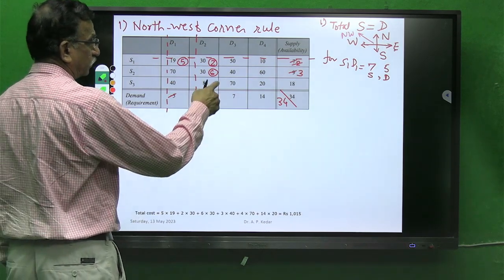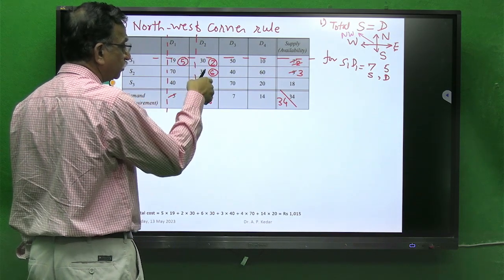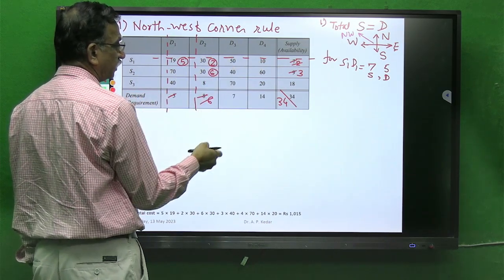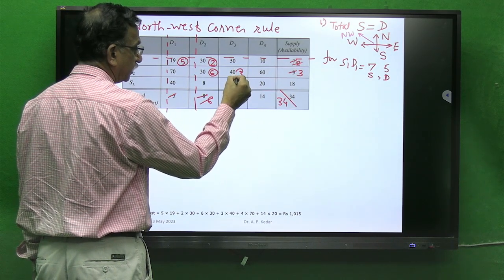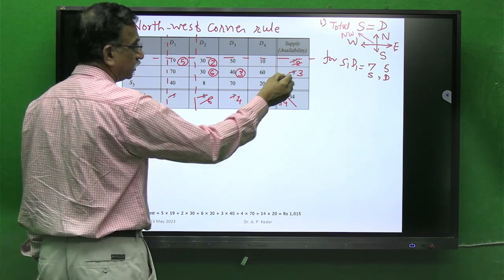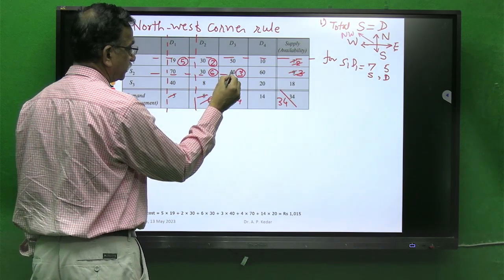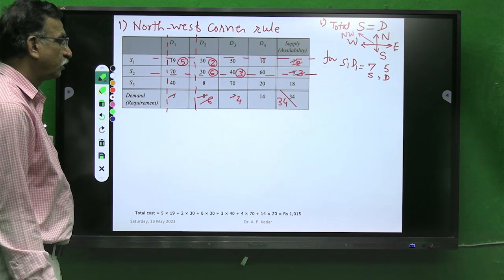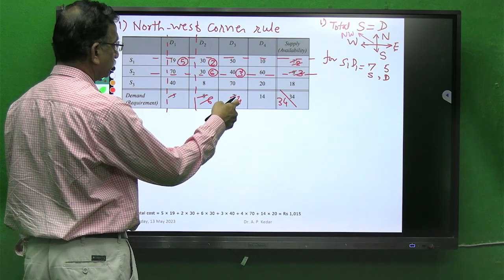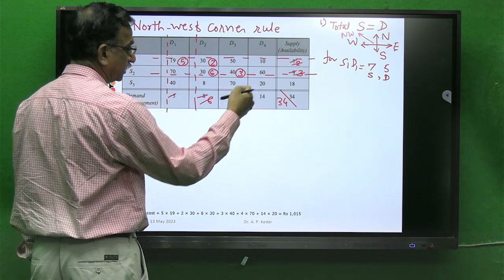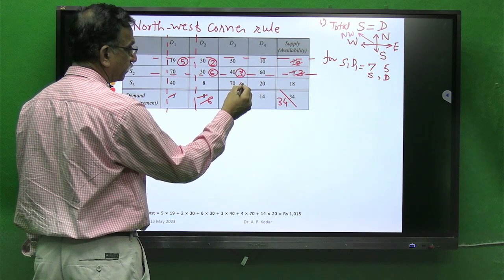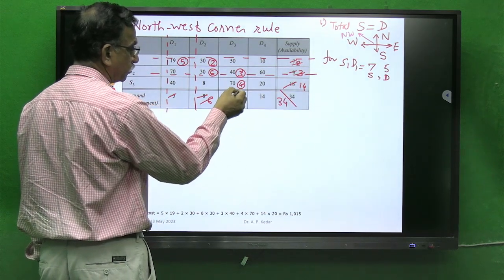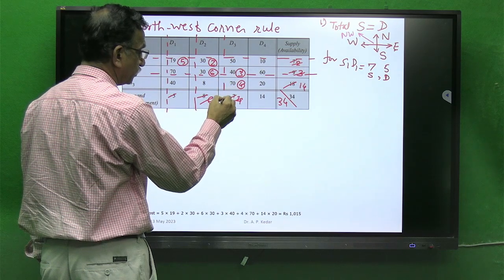Now 3 is remaining. As I explained in my last row, proceed horizontally, or by default also this is the only northwest cell you have, S2 D3. So here with 3 and 7 you will allocate 3, 7 will be modified as 4, and 3 will get cancelled. Once that is exhausted, I have said cross off that particular row or column. Now this is 4, this is 4, and for S3 it is 18. So of 4 and 18, you will allocate 4 here. This will become 14. This will become 14. This row has been exhausted. I will cross off this particular row and column.